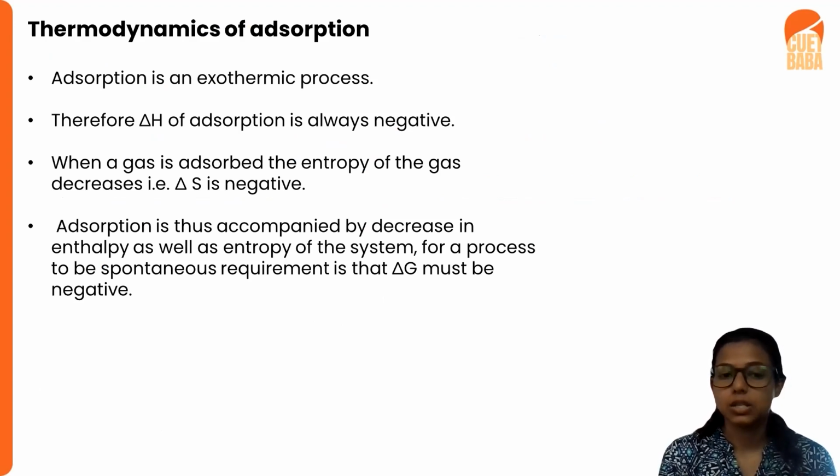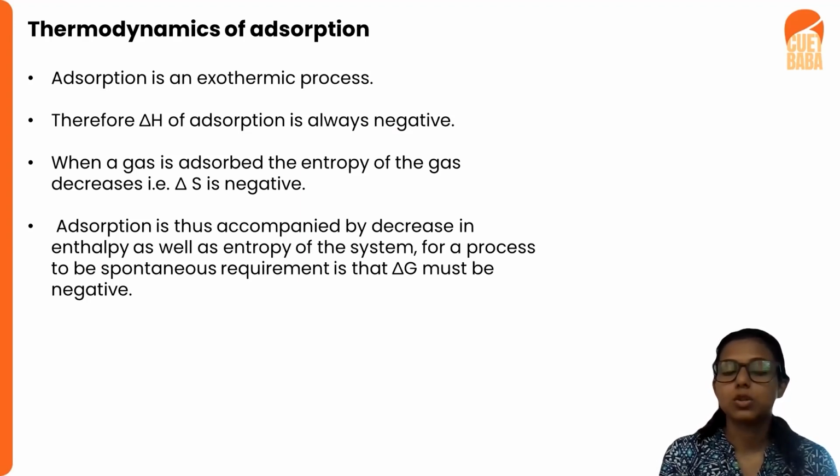When a gas is adsorbed, the entropy of the gas decreases. A gas can move freely in space. When the gas gets adsorbed on a solid surface, it is rearranged only on the surface of the adsorbent, so its disorder decreases. So delta S is negative for adsorption, and it is an exothermic process, so delta H is also negative. The adsorption is thus accompanied by a decrease in enthalpy as well as entropy of the system.